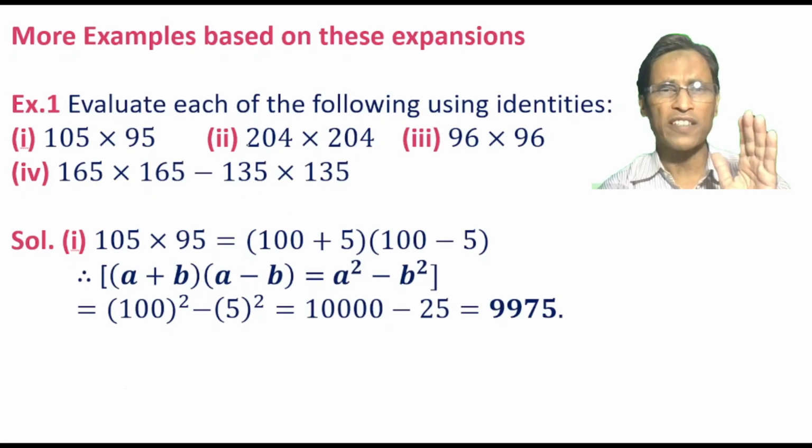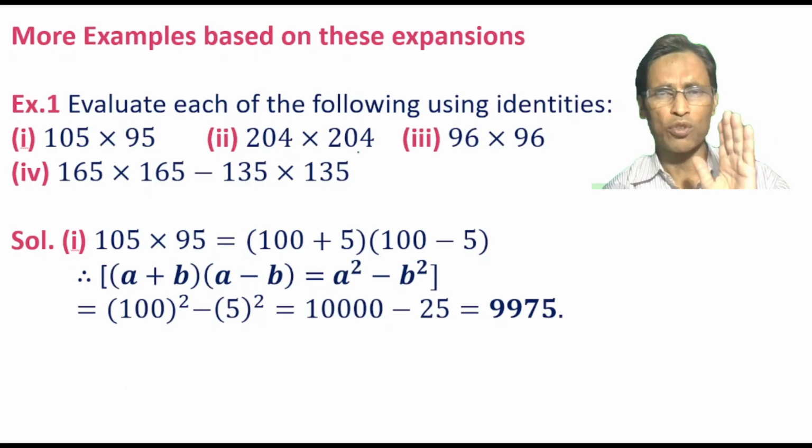आज हम लोग एक्सपांशन बेस्ड कुछ और प्रॉब्लम्स को वर्कआउट करना सीखेंगे। फर्स्ट ऑफ ऑल वी टेक द क्वेश्चन नंबर 1। इवैल्यूएट ईच ऑफ द फॉलोइंग यूजिंग आइडेंटिटीज। पार्ट 1 में है 105 into 95, पार्ट 2 204 into 204, पार्ट 3 96 into 96, पार्ट 4 165 into 165 minus 135 into 135.